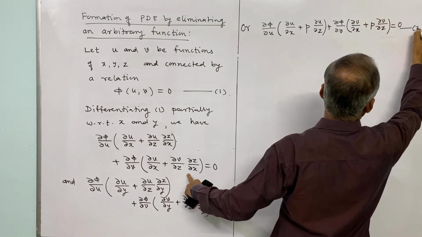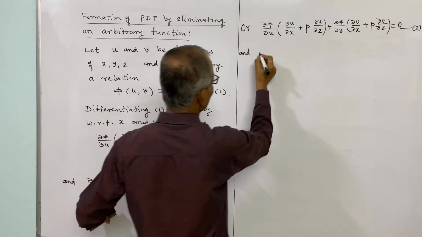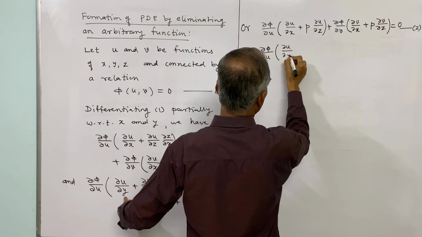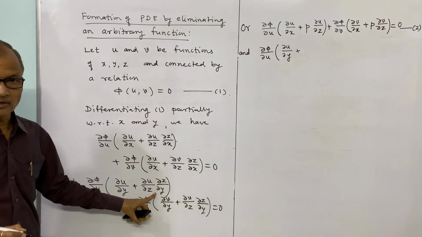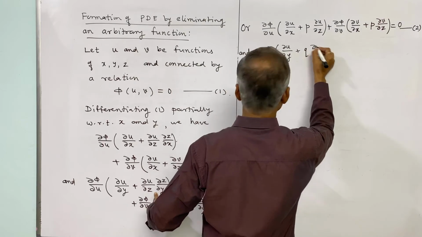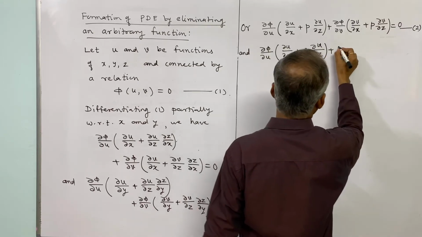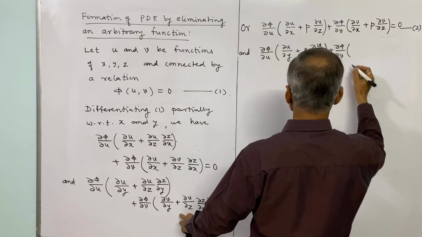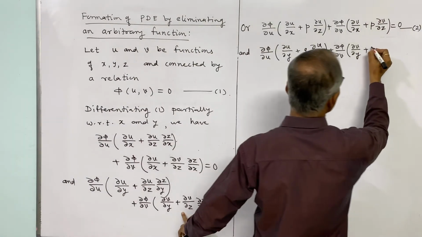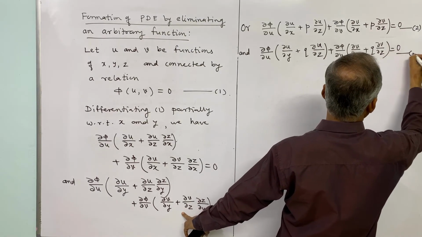We refer to this as our second equation. And this one is ∂φ/∂u (the partial derivative of u with respect to y, plus q times ∂u/∂z, since we have denoted the partial derivative of z with respect to y as q) plus ∂φ/∂v (∂v/∂y plus q times ∂v/∂z) equals 0. This is our third equation.